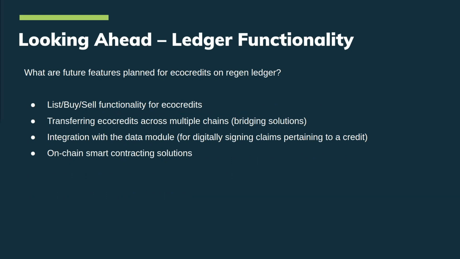Cool. And on the ledger functionality side, we can talk about what the future features planned for the ecocredits module are. Upcoming first is going to be the ability to list, buy, or sell ecocredits. So we actually have plans and there are specifications for this already in progress for how we can build into the ecocredits module itself the ability for an owner of ecocredits to, let's say, list them for sale for a certain type of IBC-enabled currency. That would likely start with, potentially, Regen or an IBC-enabled stablecoin.